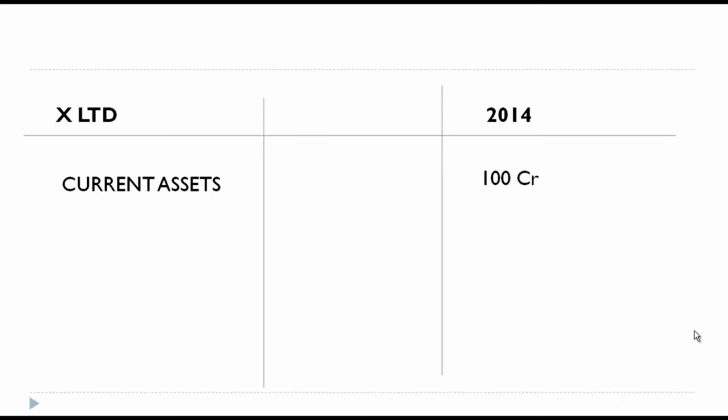But I'm going to give you another piece of information. In 2013, the current assets of this company was 60 crore. So again, it does not give you much of information except that from 60 it has moved to 100. There is growth by 40 crore. But I'm going to give you another piece of information, that is current liabilities of this company.